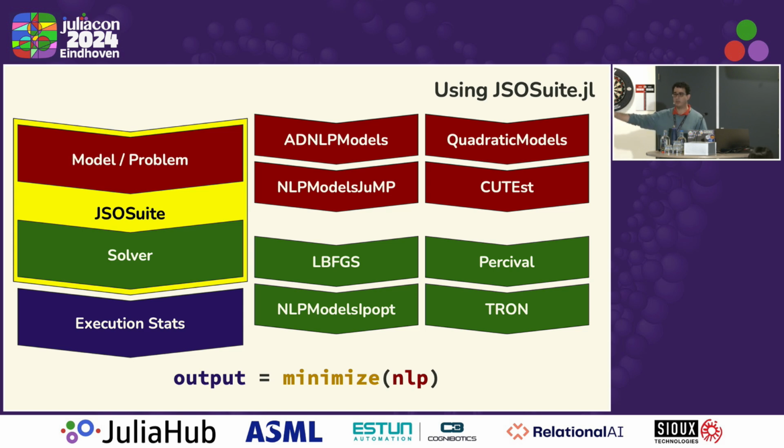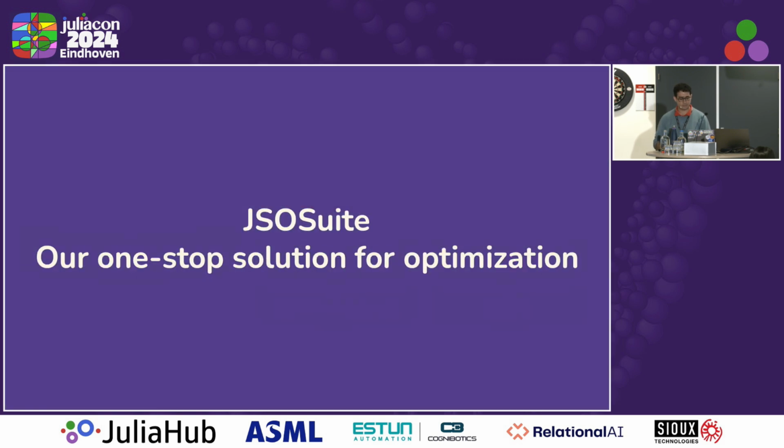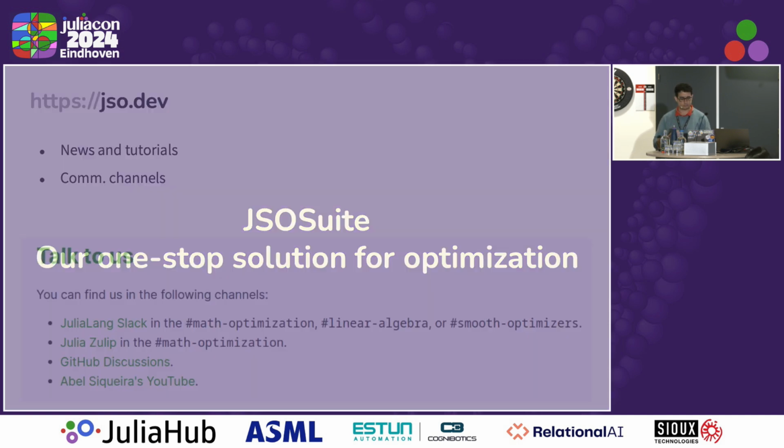You can just use it if you want to minimize things, and you don't care so much about what's going to be used internally. So essentially, if you're an end user and just want to try something fast, so first prototype, you can start with JSO Suite. And that's why we are calling JSO Suite our one-stop solution for optimization. So I hope it helps get more people involved with JSO.